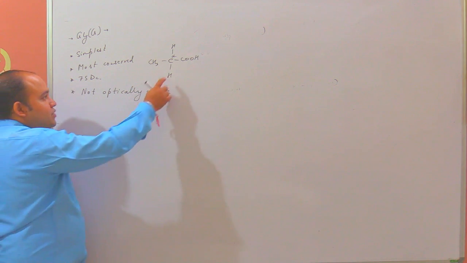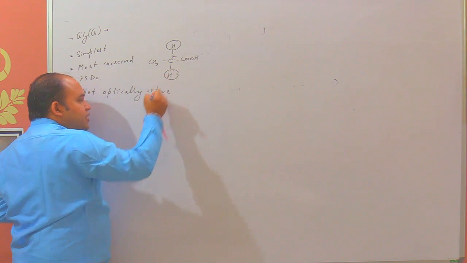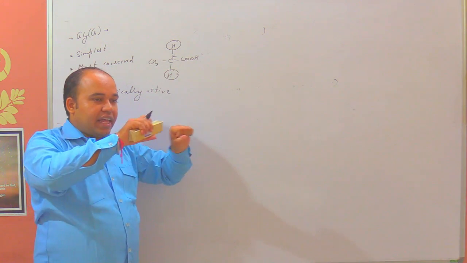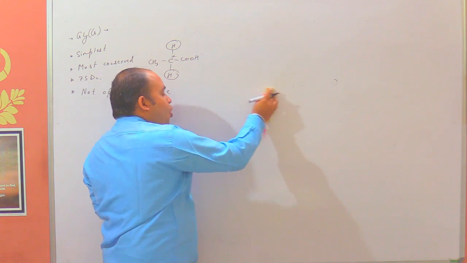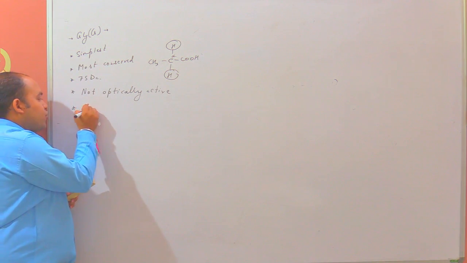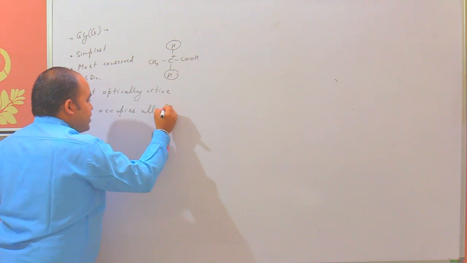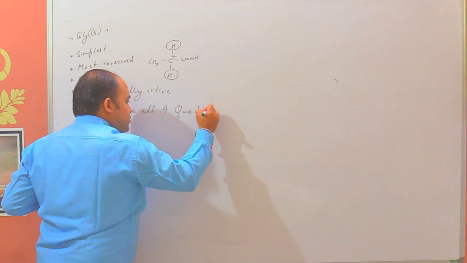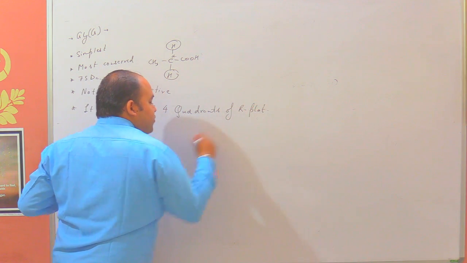So this is not optically active. As glycine contains very little side chain, or almost no side chain whatsoever, we can rotate it in any direction and there would be no steric hindrance. That is why glycine occupies all four quadrants of the Ramachandran plot. Now what is this Ramachandran plot? I would be explaining it to you.